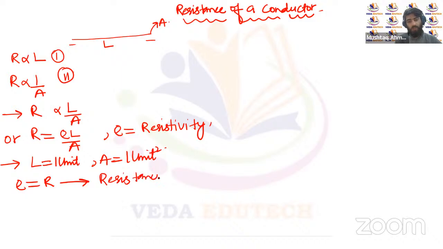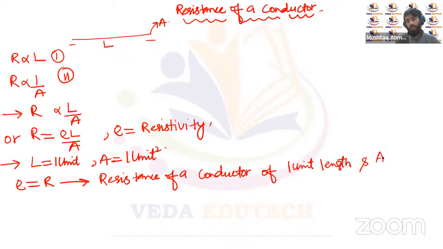Resistance of a conductor of 1 unit length and area equal to 1 unit square. So that's the resistivity of a conductor. This is how we define the resistivity of a conductor.